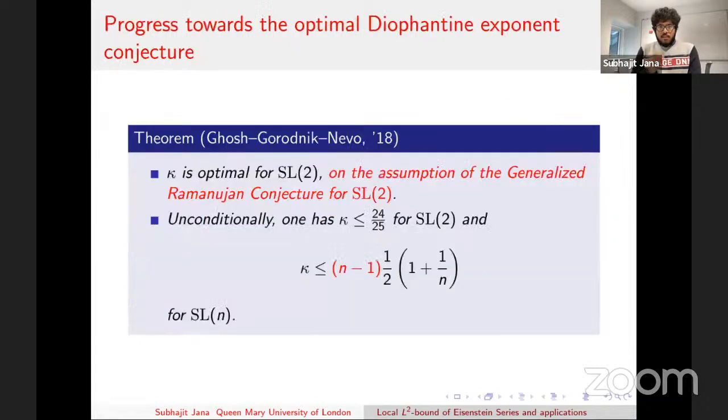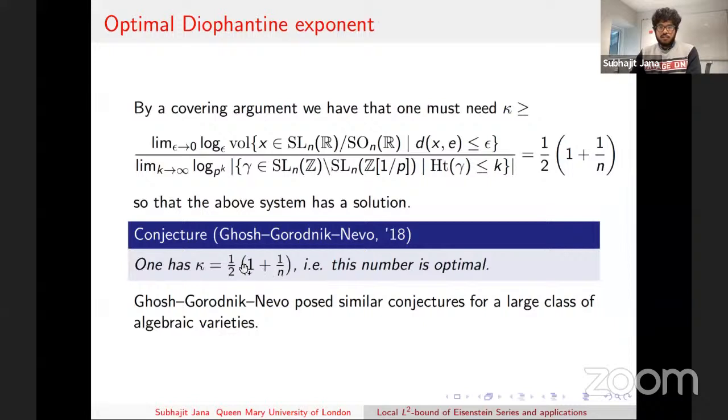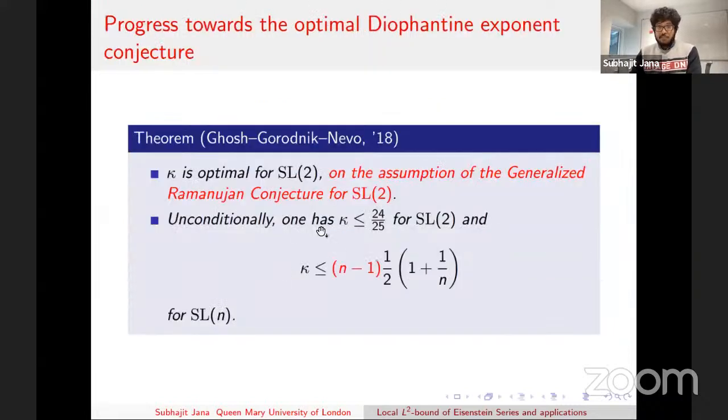Okay, so let's see what the results are towards this conjecture. Ghosh, Gorodnik, and Nevo in 2018 proved that this kappa is optimal for SL2, but on the assumption of the generalized Ramanujan conjecture for Maass cusp forms on SL2. Unconditionally, they can only prove that kappa is bounded by 24 over 25, which is strictly bigger than 3/4, if you plug in 2 here. So this is not optimal without the Ramanujan conjecture. And again, without any hypothesis, they could prove that this kappa is only smaller than this quantity, where the thing in black is what we conjecture to be optimal, and they can only prove a certain factor of that, where the factor is bigger than 1.